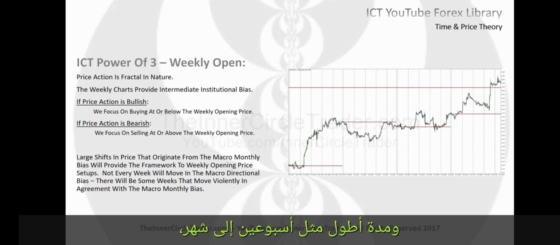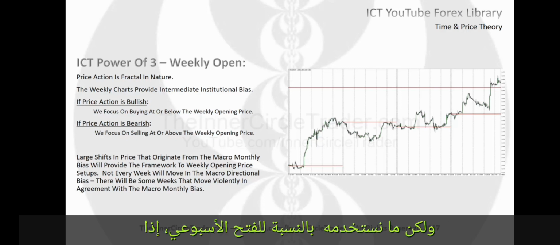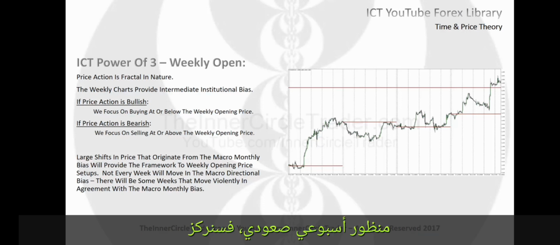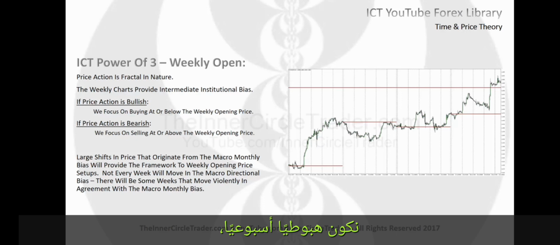Longer term, like 2 weeks to a month, this is the perspective you want to be looking for to get those types of setups. But what we use for the weekly open, if we know that our analysis leads us to a bullish weekly perspective, we're going to be focusing on buying at or below the weekly opening price when bullish. And when we're bearish on the weekly, we're going to be focusing on selling short at or above the weekly opening price.